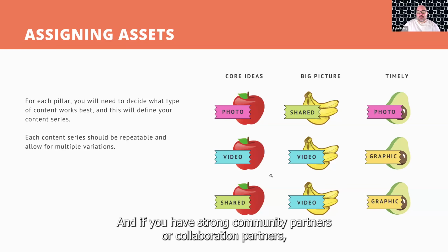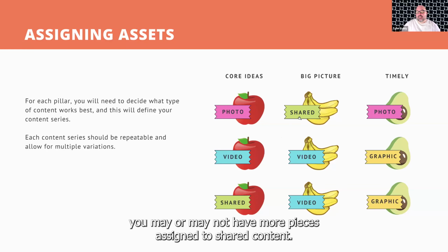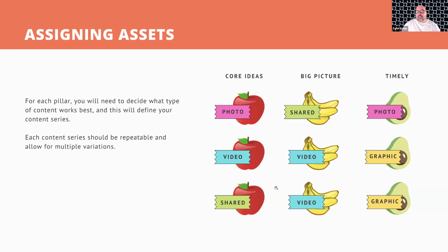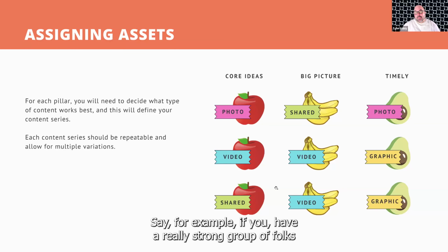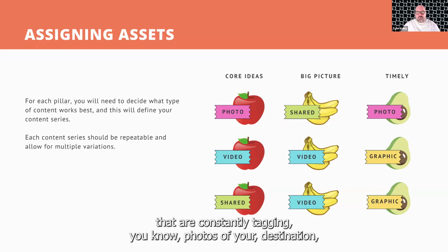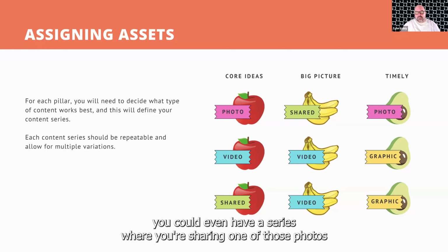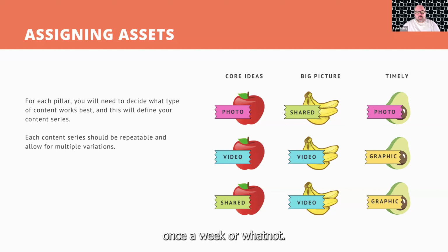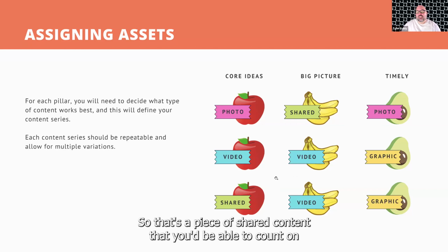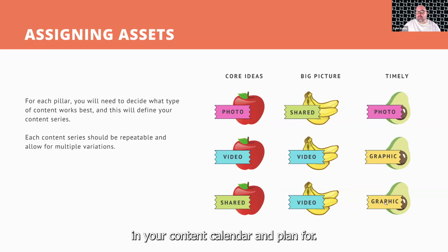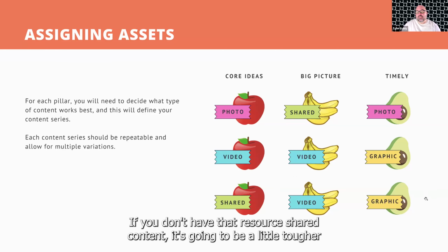And if you have strong community partners or collaboration partners, you may have more pieces assigned to shared content. Say, for example, if you have a really strong group of folks that are constantly tagging photos of your destination, you could even have a series where you're sharing one of those photos once a week. So that's a piece of shared content that you'd be able to count on in your content calendar and plan for. If you don't have that resource, shared content is going to be a little tougher to work that way.